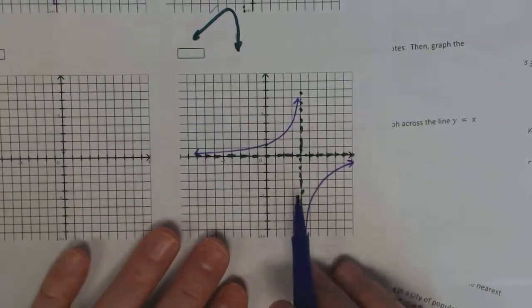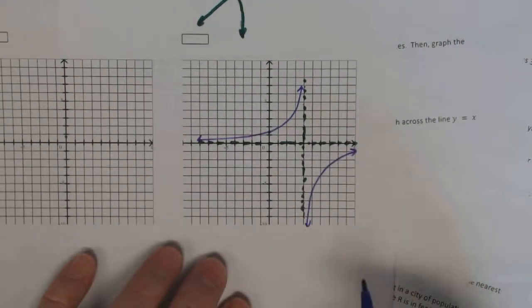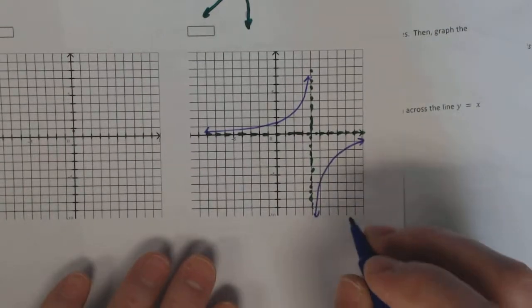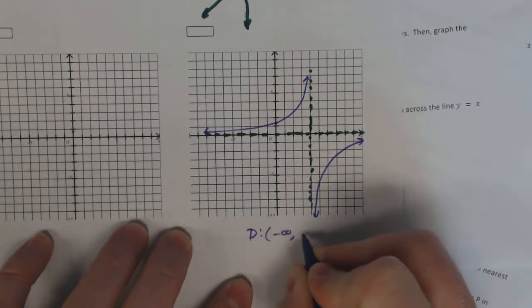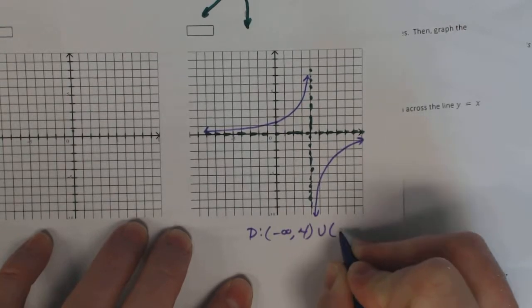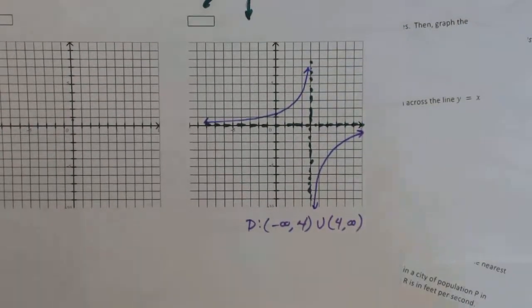Domain. Remember, we want to keep out the vertical asymptote. So the vertical asymptote is at x equals 4. So the domain here would be negative infinity to 4, and 4 to infinity. Boy, that was fun.